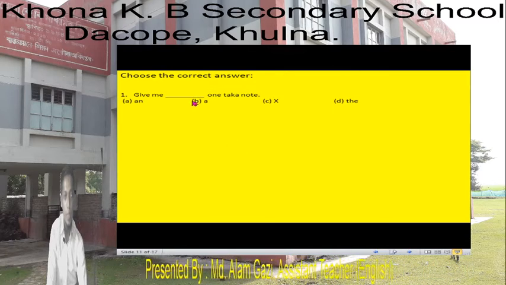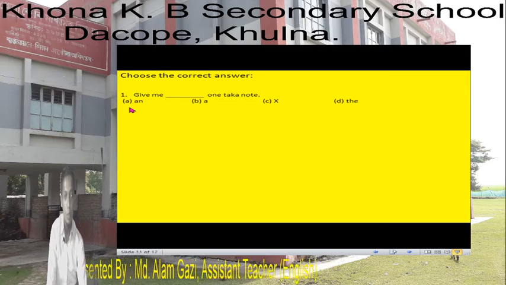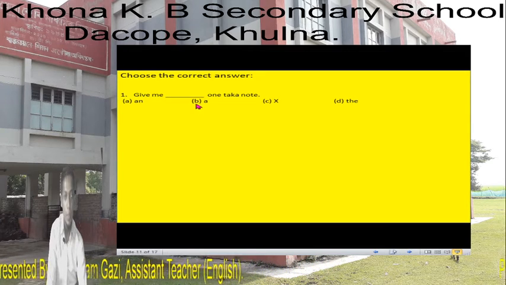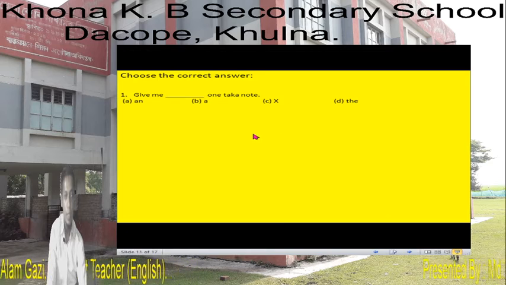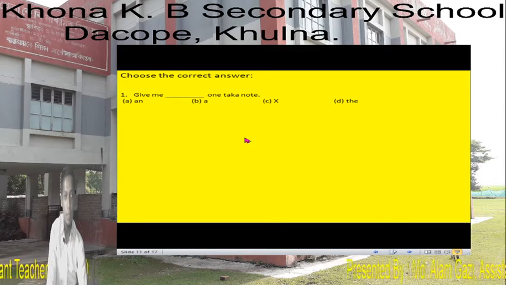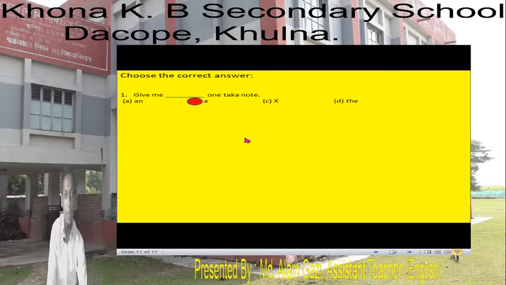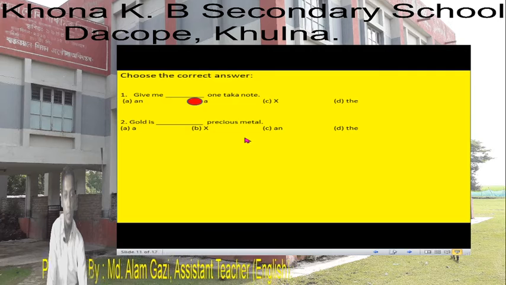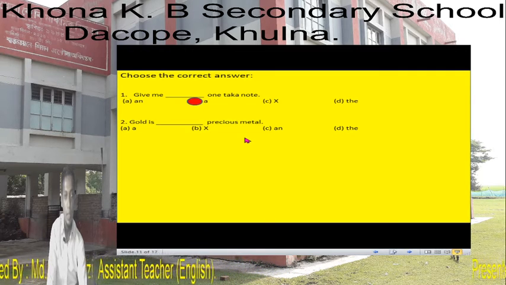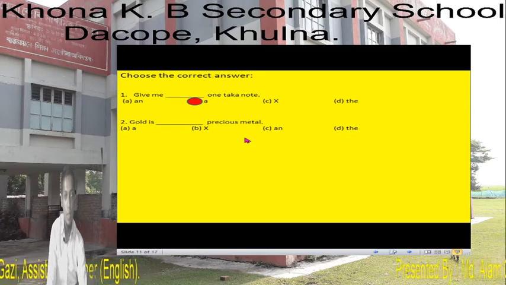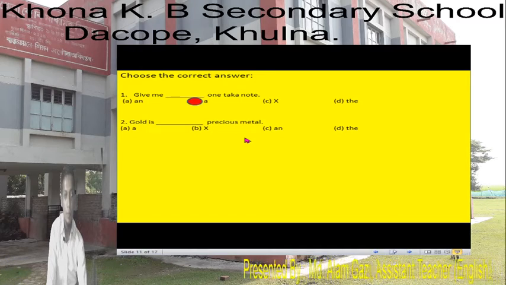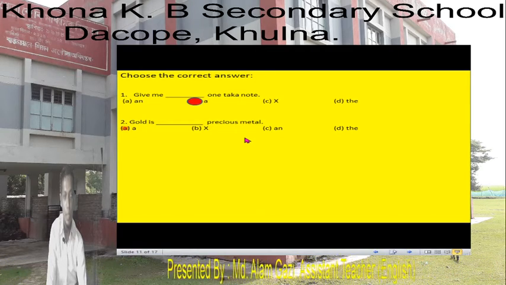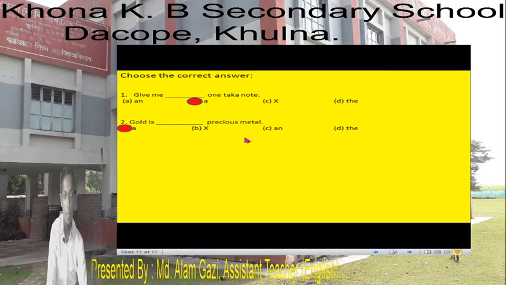First question, give me dash 1 taka note. A, an. B, a. C, cross. D, the. What is the correct answer? Yes, the correct answer is B. Give me a 1 taka note. Second question, gold is dash precious metal. A, a. B, cross. C, an. D, the. What is the correct answer? Yes, the correct answer is A. Gold is a precious metal.